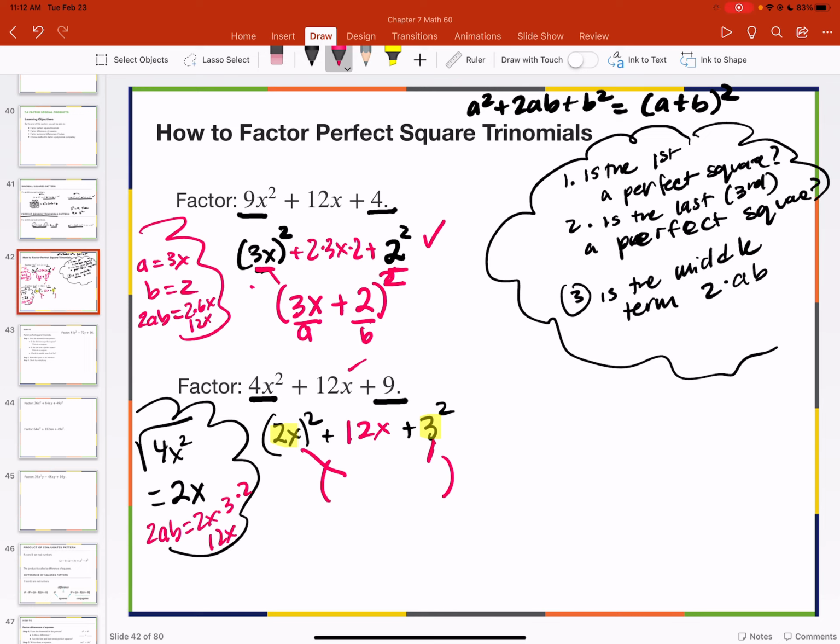So some people ask, well, what happens to the middle term? It does go away because we're writing it in factored form, okay? So then your final answer is 2x plus 3 quantity squared, okay?